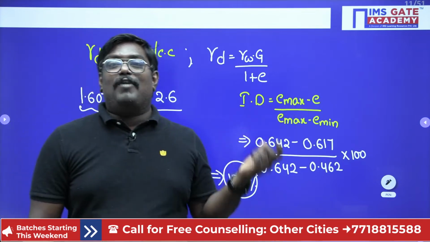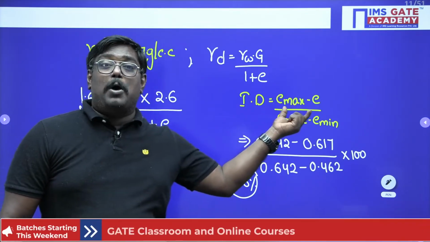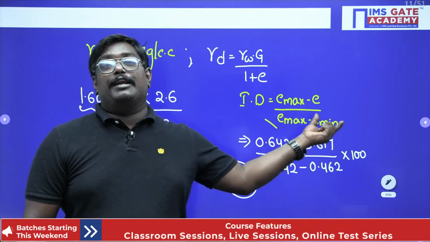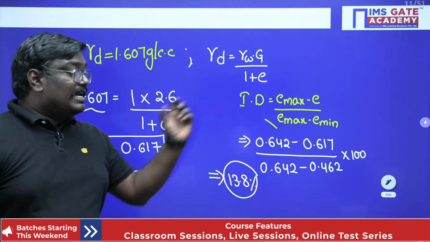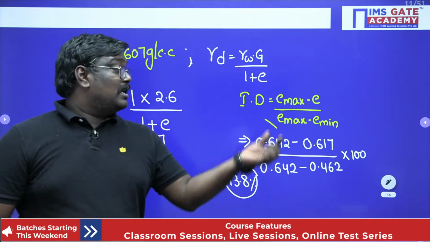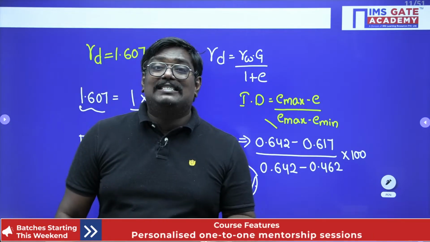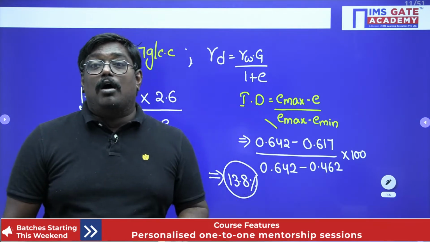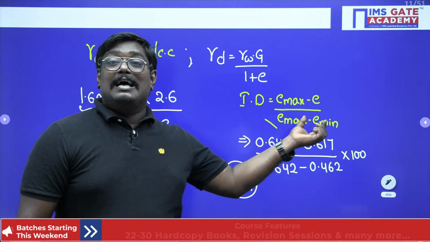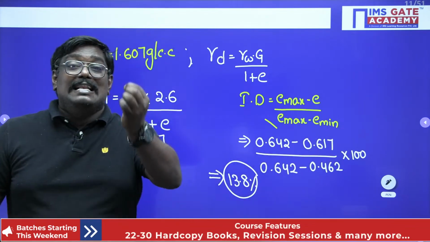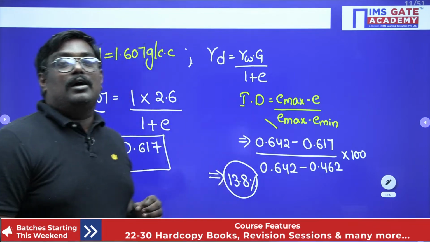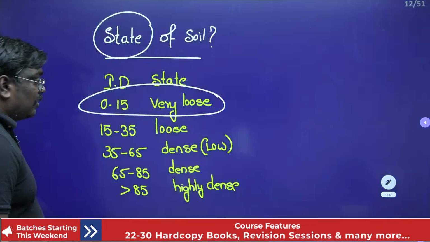Density index is defined as the maximum void ratio minus the void ratio in natural state, upon maximum void ratio minus minimum void ratio. Here, what I would like to tell you is, when will the void ratio be maximum? The void ratio will be maximum in the loose state. The void ratio will be minimum in the dense state. Through this formula, you are clear now?